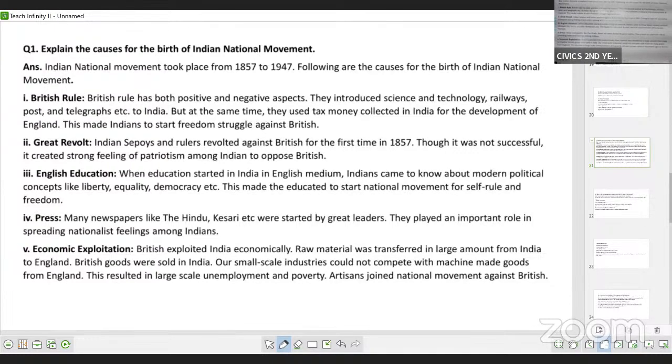In the exam, they'll ask you to write any 4 causes. If you write any 4, you can get 5 marks.